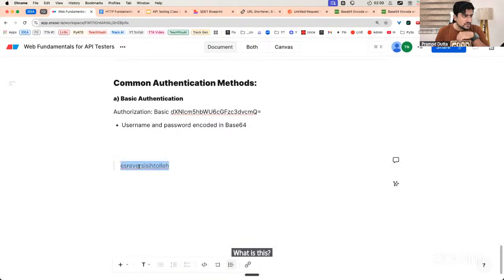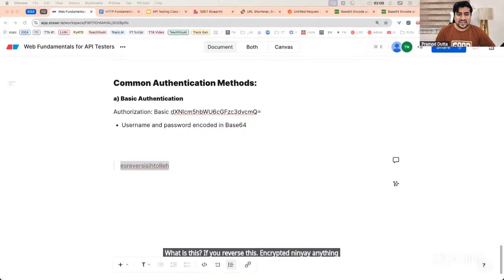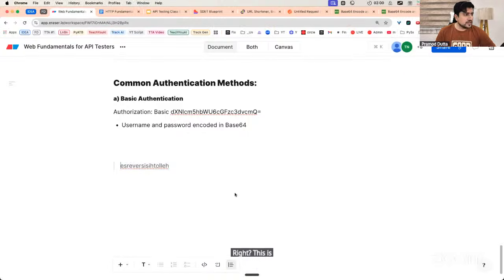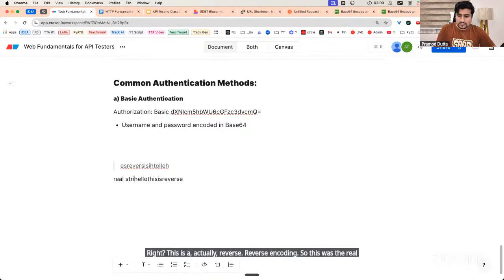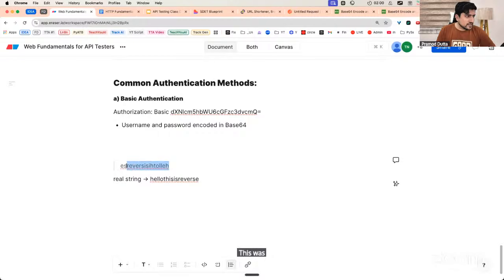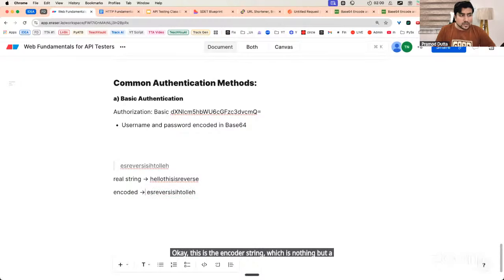If you reverse this, it is not encrypted, okay? This is actually a reverse encoding. So this was the real string, and this is the encoded string, which is nothing but a reverse string. So you can basically create different types of encryption, encoding and decoding.